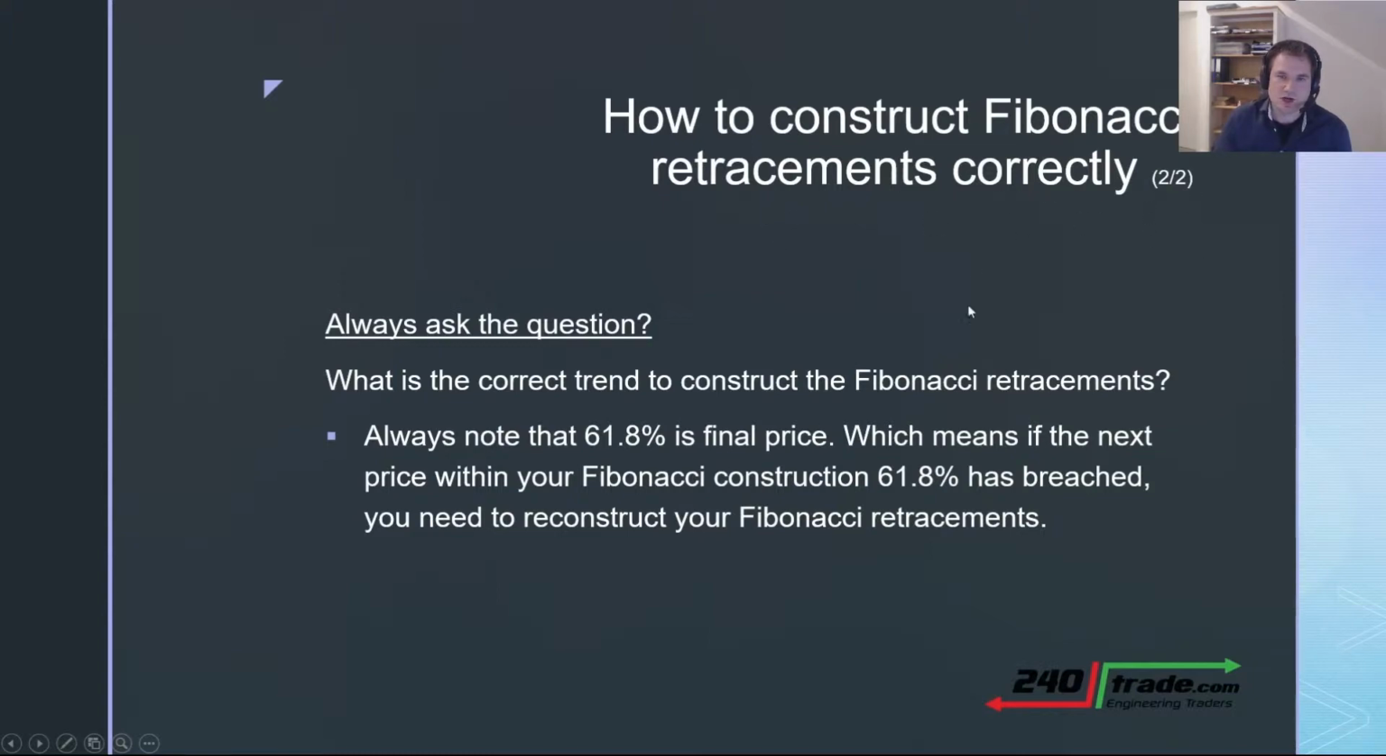So this is also part 2 of 2. Always ask the question, what is the correct trend to construct the Fibonacci retracements? Always note that the 61.8 is final price, which means if the next price within your Fibonacci construction breaches 61.8, you need to reconstruct your Fibonacci retracements.